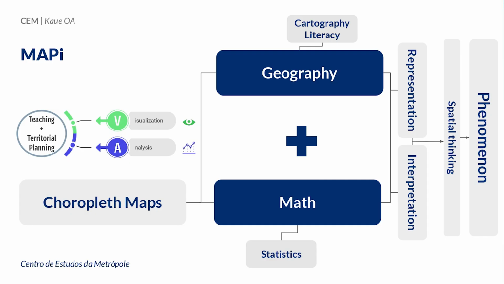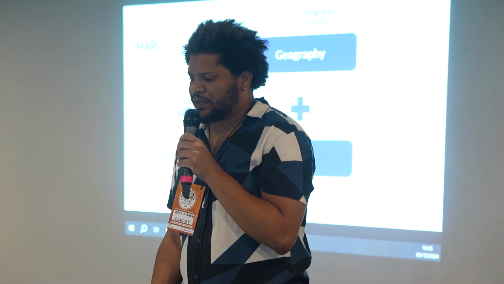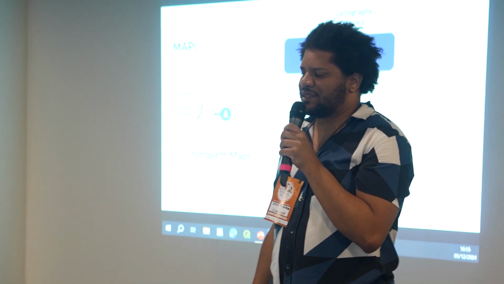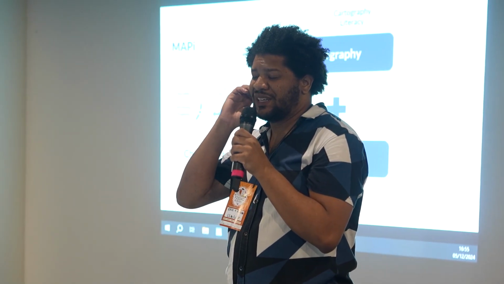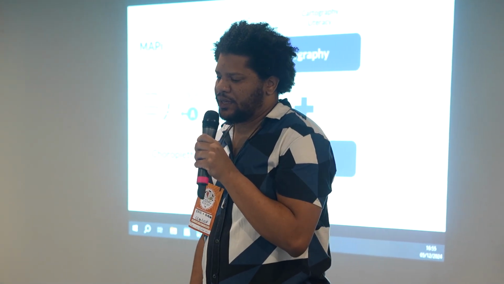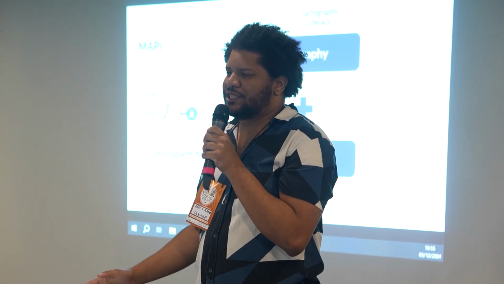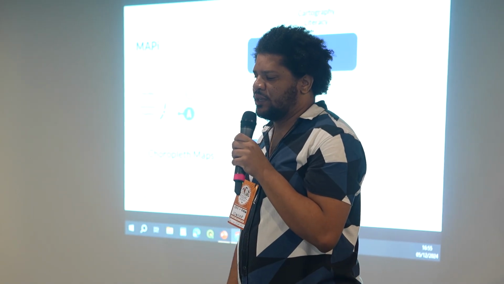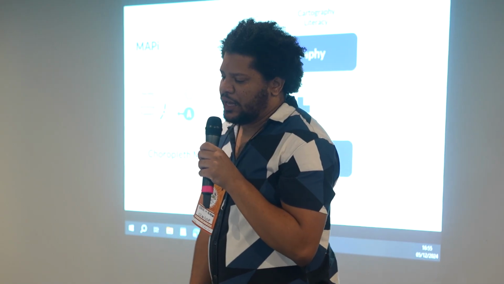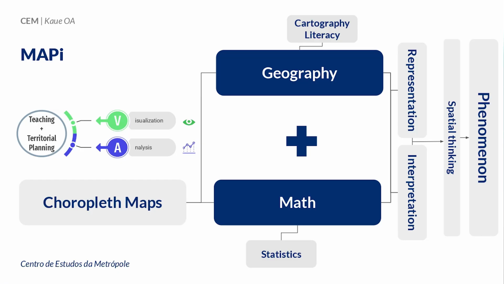So with MAPi, we want to support cartographic literacy, which, even though it's an essential form of representation in the field of geography, still has a very important bottleneck in Brazil in the teaching of the subject and in the training of teachers. So this also reflects in the classrooms. And math is key to read the data.